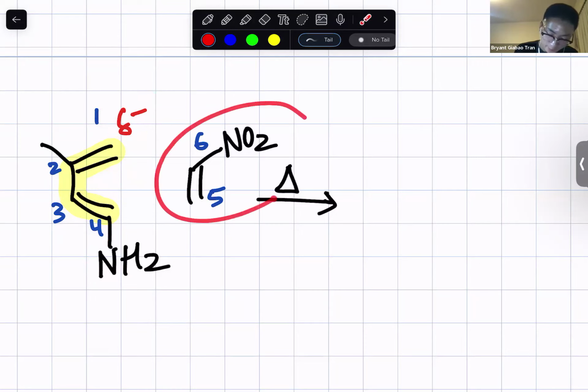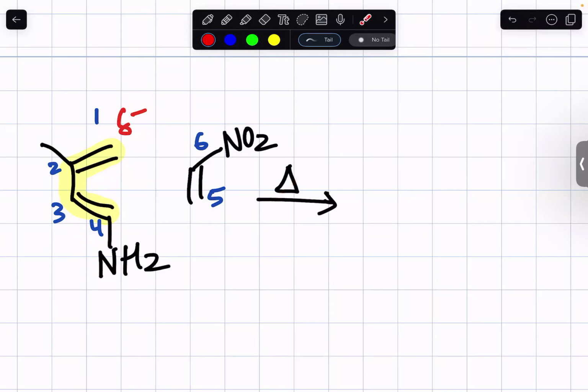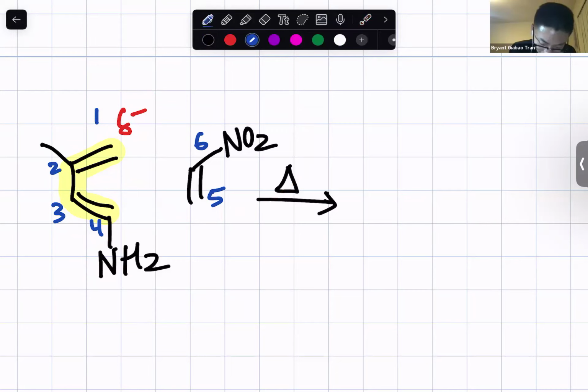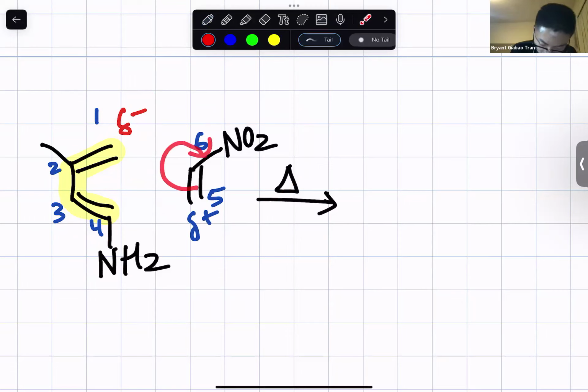Now, where would be the partial positive charge on the dienophile here? It'd be on the 5. Yeah, it would be on the 5 because when we draw its resonance structure, NO2 looks something like this. The positive charge would be on that carbon 5 right there.